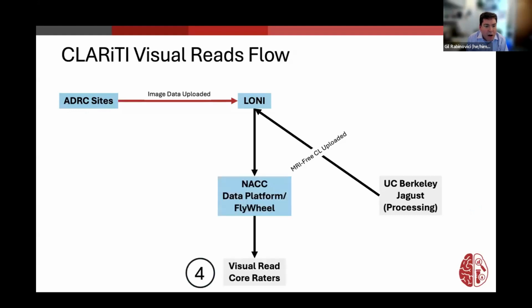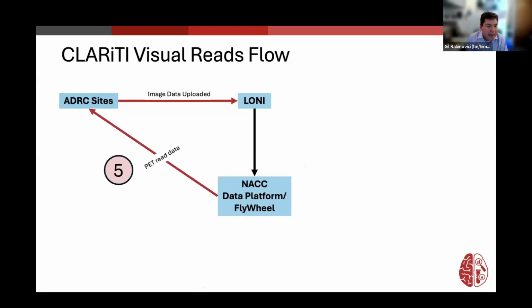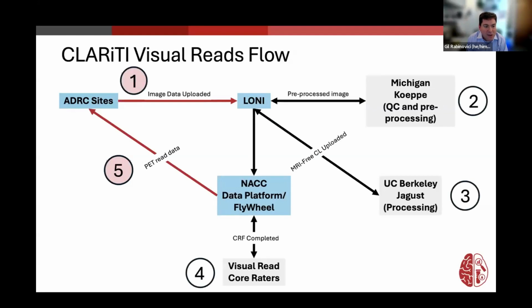And this is really where our team at UCSF picks up the scans from LONI through NACC and through a data platform called Flywheel. This is where our readers download the scans or review the scans on Flywheel, complete the visual read electronic report form to tell you what the results are. And then from there, those results travel back to your site and you can disclose them to the participants. So this is what the entire journey looks like.